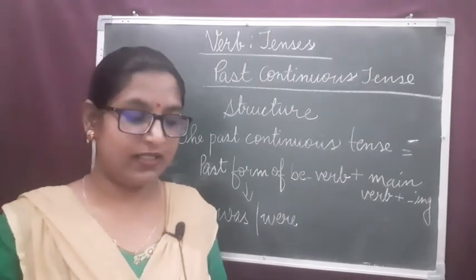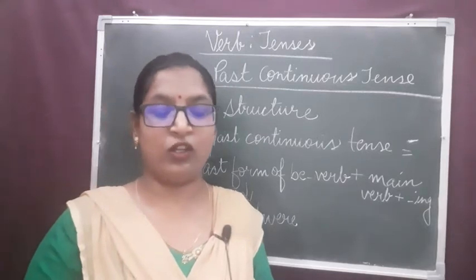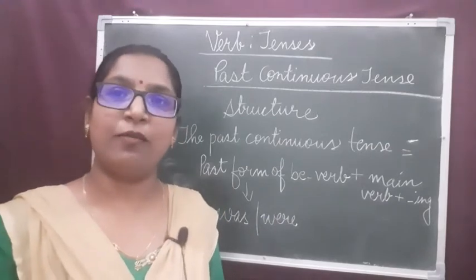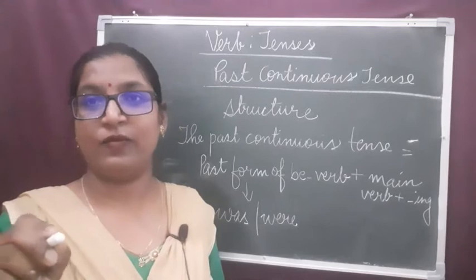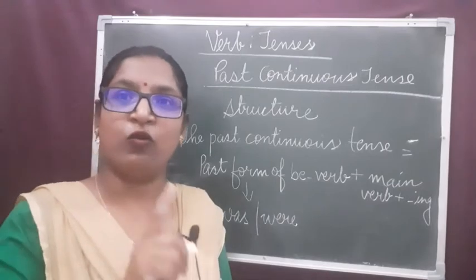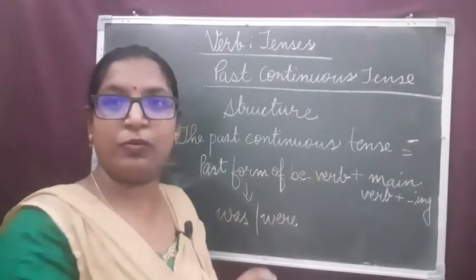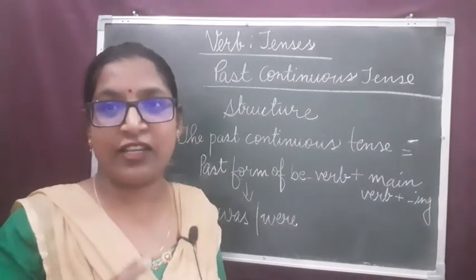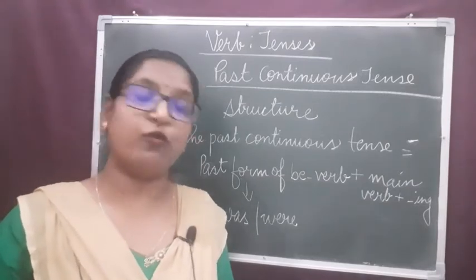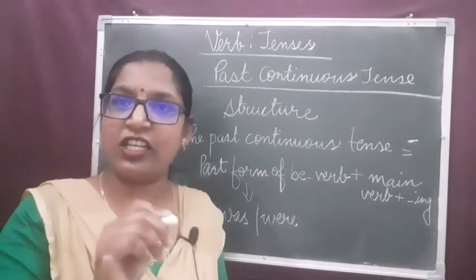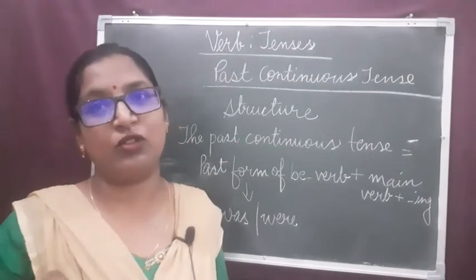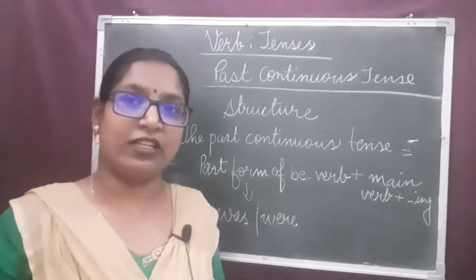Let's see the examples. I was reading a book when you came. The action is was reading. The subject is I. With I we use was. Was reading: was is the past form of the be verb, plus reading. Read is the main verb plus ing form. When we focus on the verb was reading, we come to know the sentence is in past continuous tense.